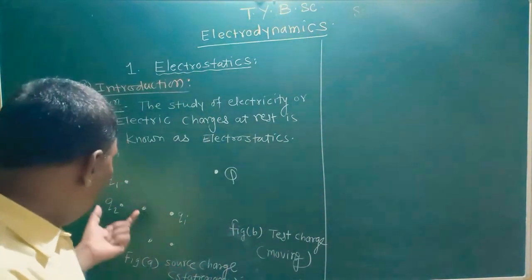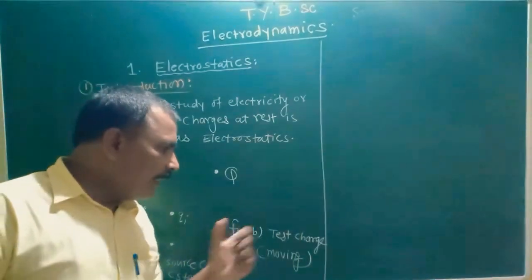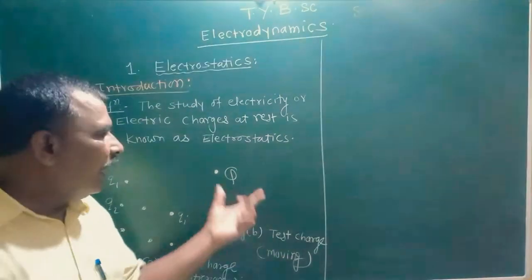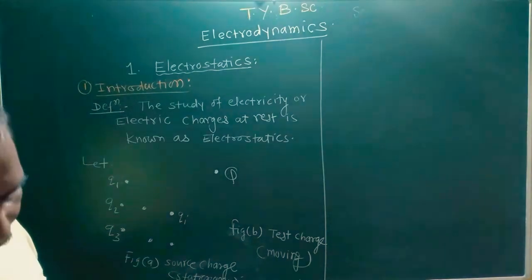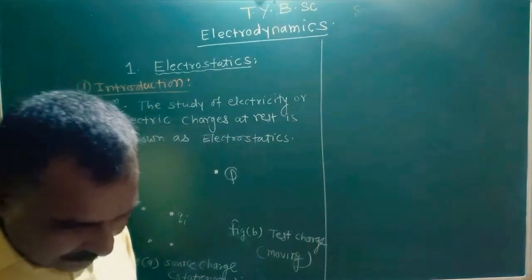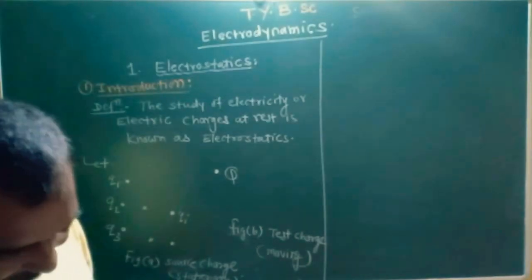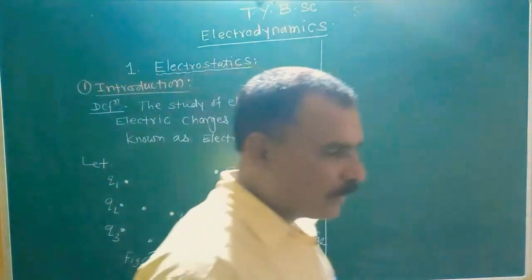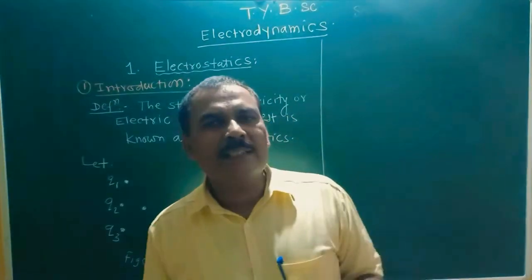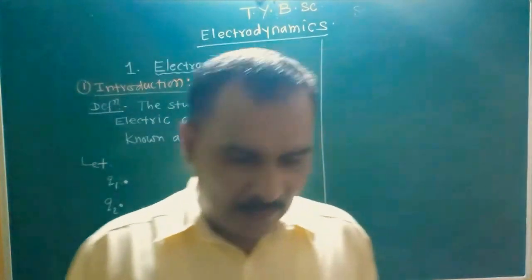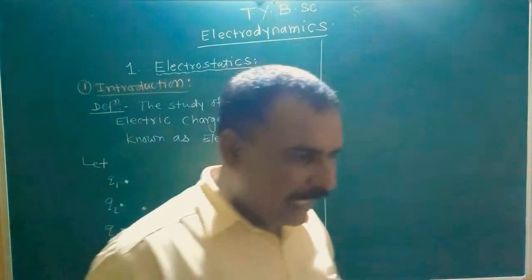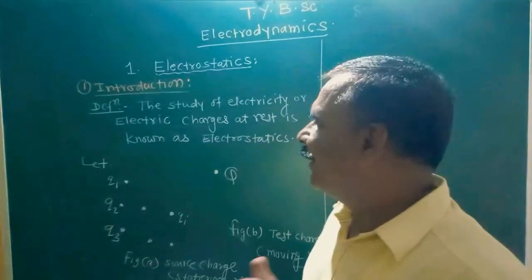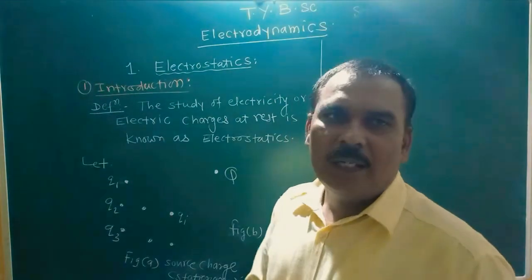Means we have one source charge and another test charge. The source charge is stationary and the test charge is in motion. In general, we have to consider both source charge and test charge in motion. When the two charges are in motion, it may be attraction or it may be repulsion. What happens through attraction and repulsion between the two charges is studied by Gauss, and we also have Coulomb's law.